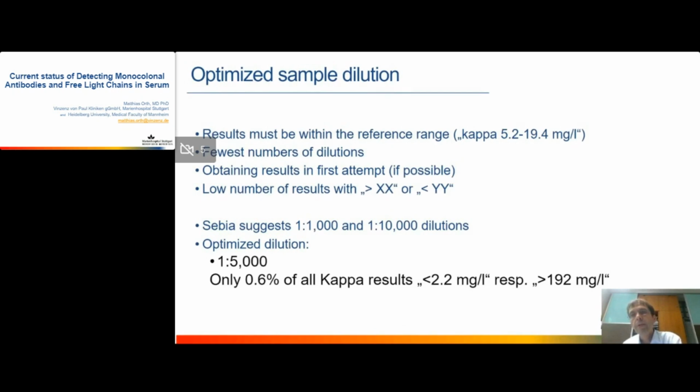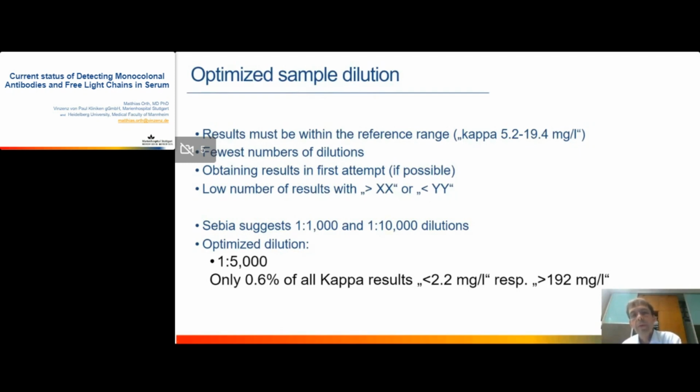It's the measurement range of the assay, and the result. This measurement range is a bit different in nephelometry or turbidimetry compared to ELISA. In ELISA, the measurement range is wider than in turbidimetry. It's also very important that the reporting range is within the reference range. It does not make sense when the assay says kappa is below, let's say, 10 milligrams per liter, because then we cannot tell whether it's a suppression of kappa or just a normal result. So we have to make the dilution in such a way that a result within the reference range is possible.